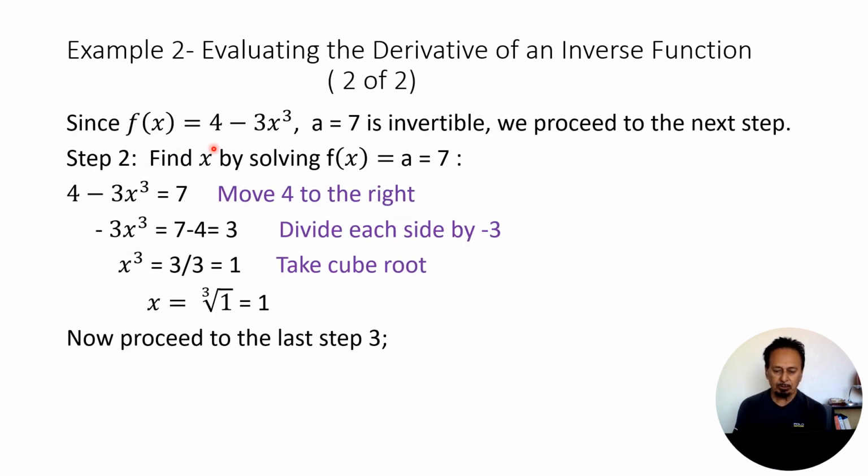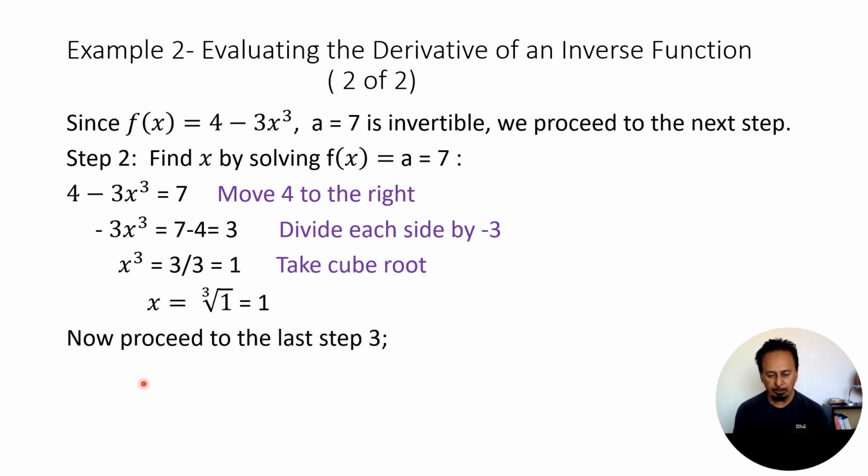Now since f of x equals 4 minus 3x cubed and a = 7 is invertible, we proceed to the next step. So step 2, we're going to find the x value by solving f of x equals a, which is 7. So we have the equation 4 minus 3x cubed equals 7. To solve for x, we move 4 to the right and it becomes 7 minus 4, which is 3. And then we divide by negative 3. So you get x cubed equals 1. And we take the cube root, and then x equals 1.